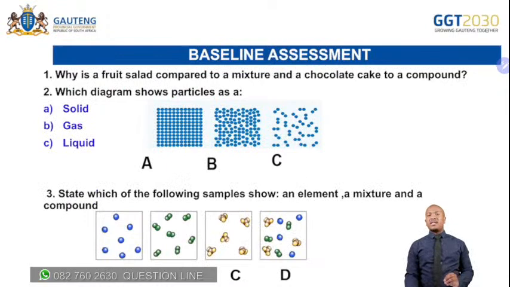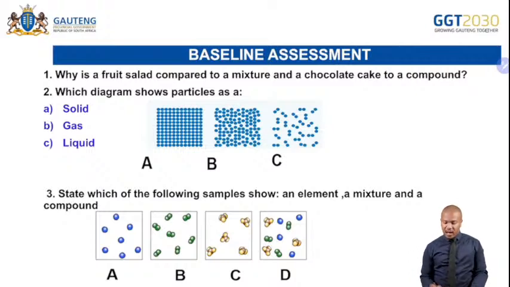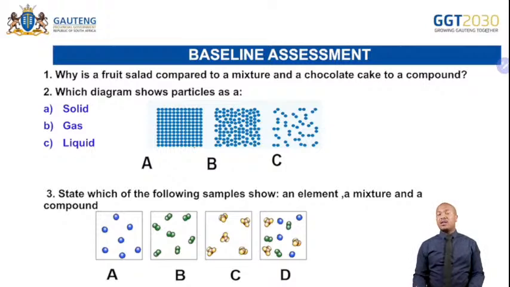Now, here is a baseline activity. I want us to take about 5 minutes to complete this activity. But firstly, let's go through the questions together. So number 1, why is a fruit salad compared to a mixture and a chocolate cake to a compound? Then number 2, which diagram shows particles as a solid, a gas, or a liquid? Between these 3 diagrams here. Number 3, you need to state which of the following samples show an element, a mixture, and a compound. So let's meet again in 5 minutes after completing the activity.